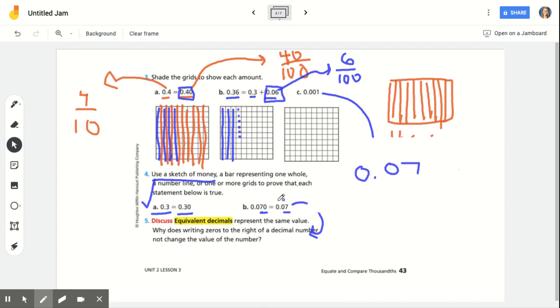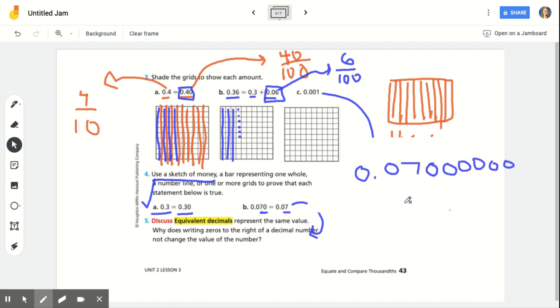So if I rewrote 7 hundredths here, if I add this 0, does it change the value? And the answer is no. I could continue writing zeros and zeros and zeros. It doesn't change the value.